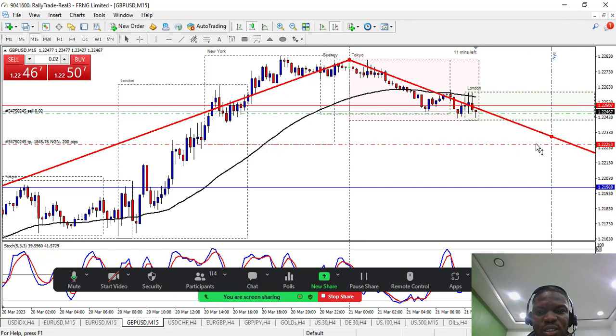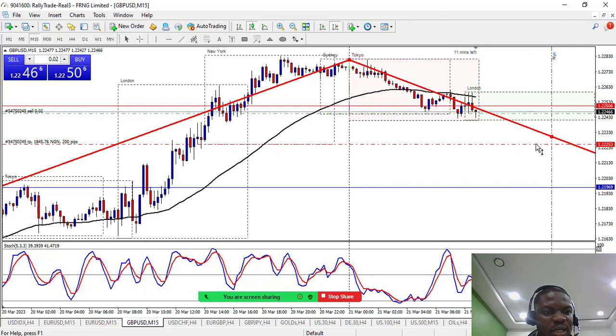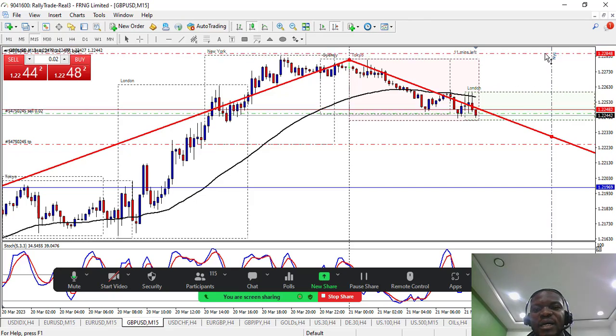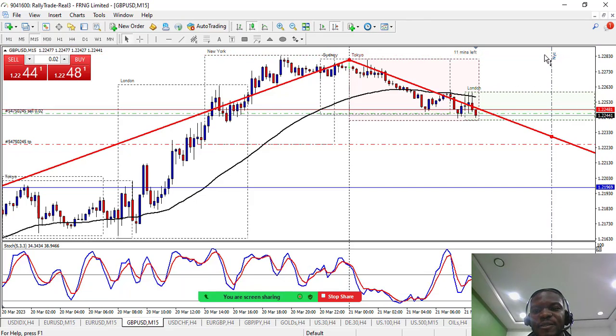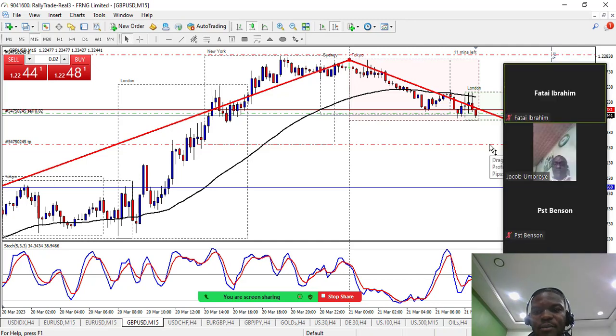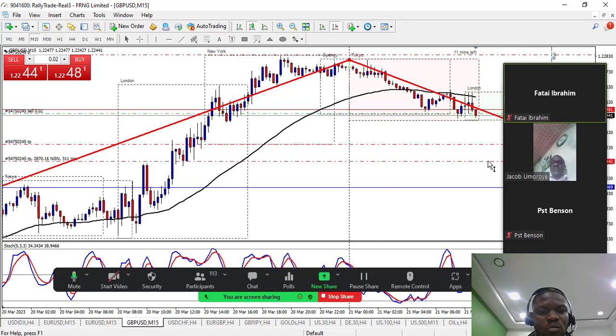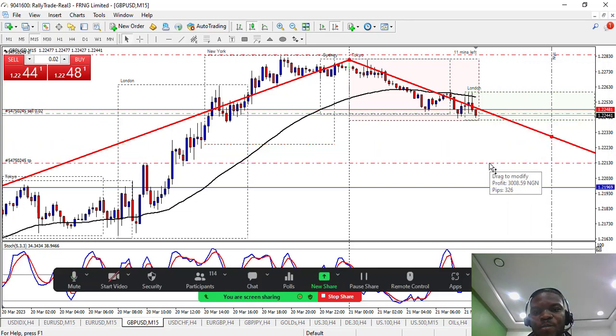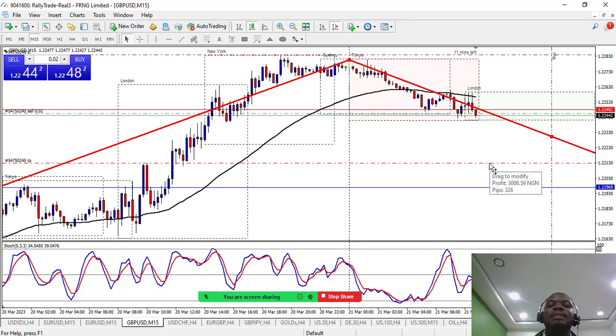So let me do this. How many pips now? 20 pips, right? That's manageable. Then of course I'll put my stop loss far ahead of this range here. Or I can look at, let's say, 30 pips. Now, this is the instant execution we just did.